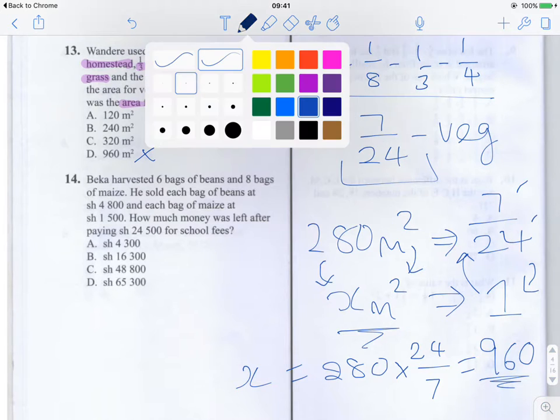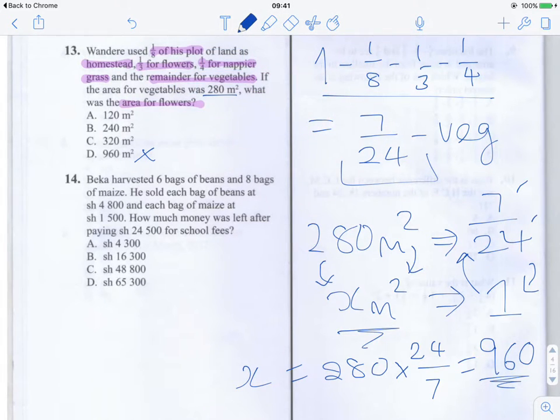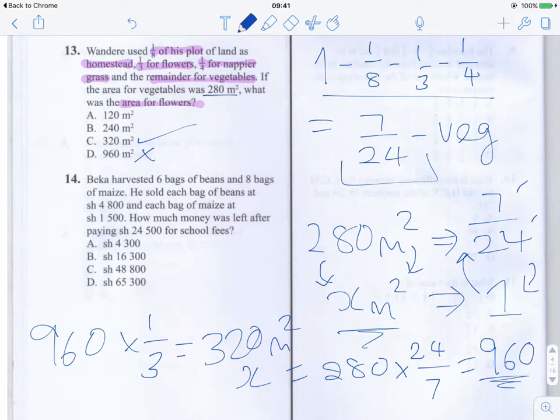So we need to work out how much is devoted to flowers. We need to work out what proportion is devoted to flowers, that's a third, and we need to times that by 960. 960 times by a third is the same as 960 divided by 3, and that is 320 meters squared. So the answer is C, 320 meters squared.